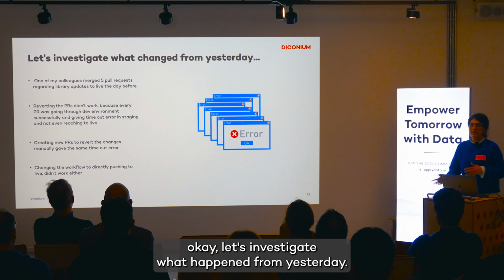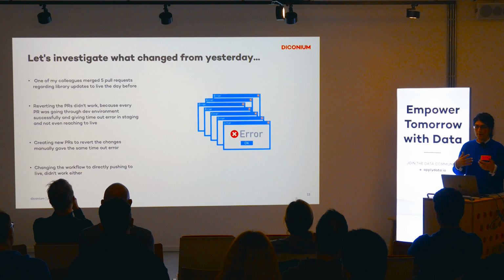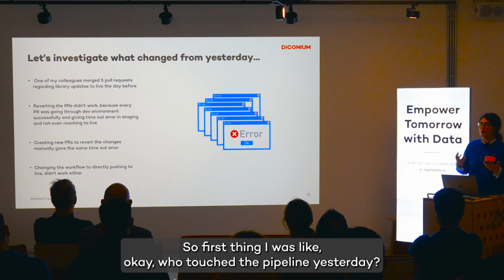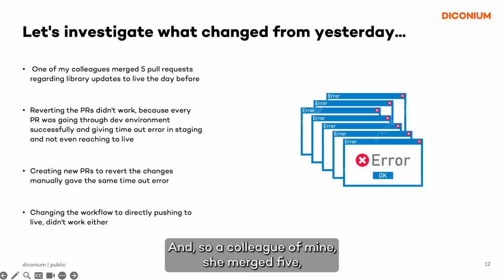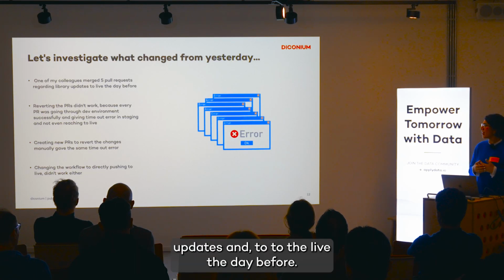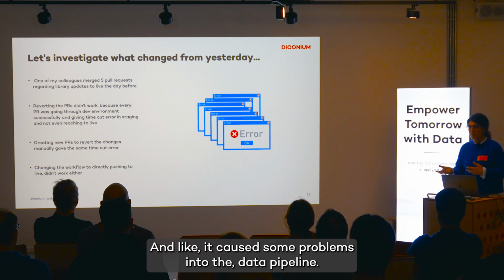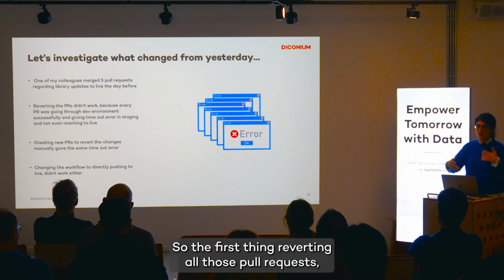I was like, okay, let's investigate what happened from yesterday. Usually when this happens, you have to look into what you have merged into your live environment. So the first thing I asked was, who touched the pipeline yesterday? A colleague of mine merged 5 pull request updates, normal library updates, to live the day before, and all of them were successful. I was like, okay, probably something went wrong in those libraries and caused some problems in the data pipeline. So the first thing was reverting all those pull requests.